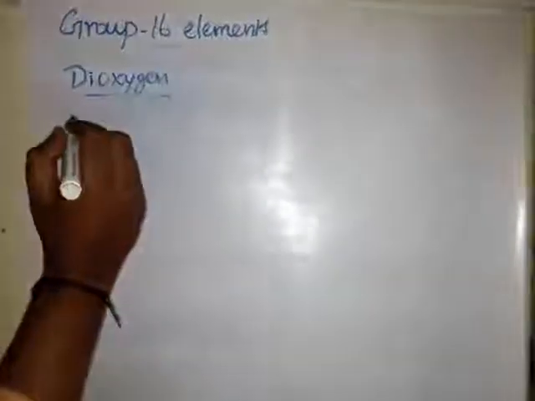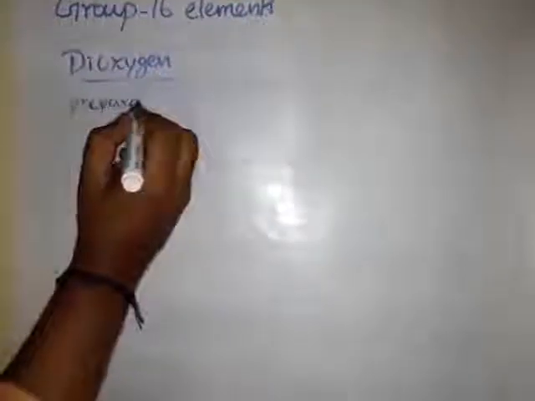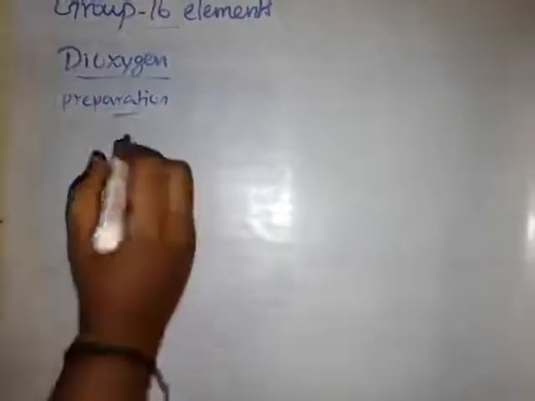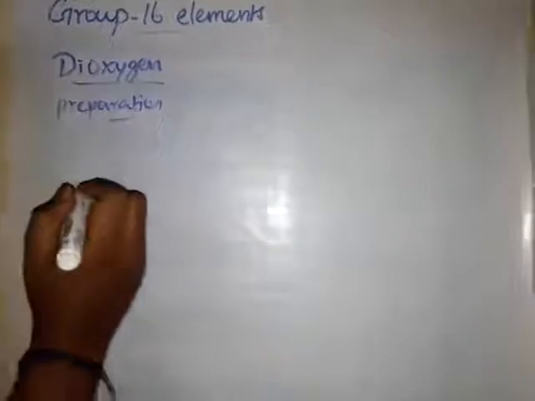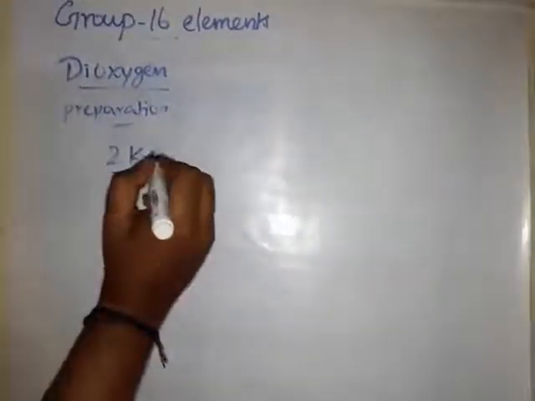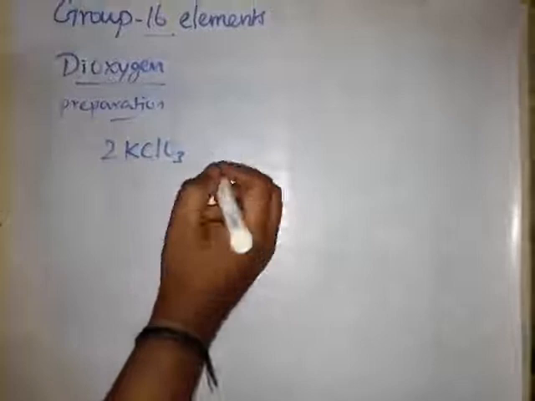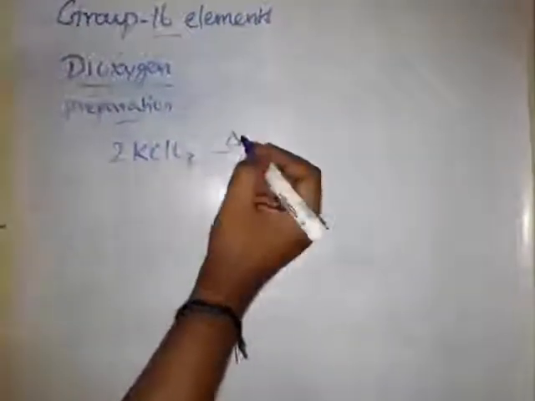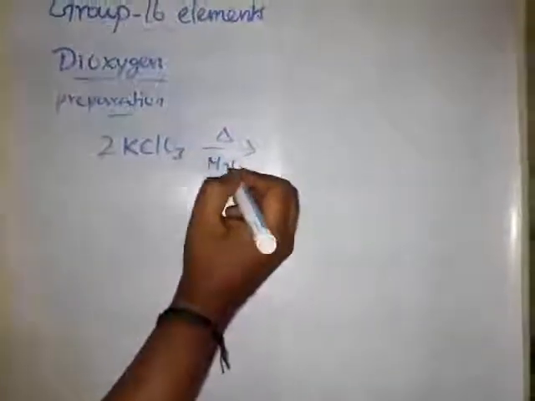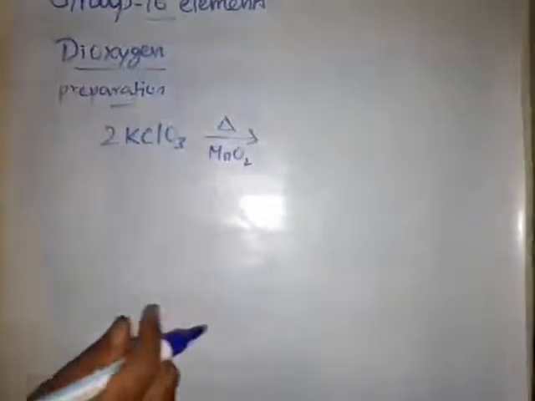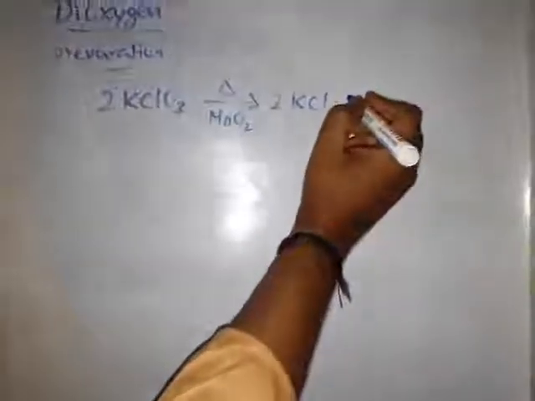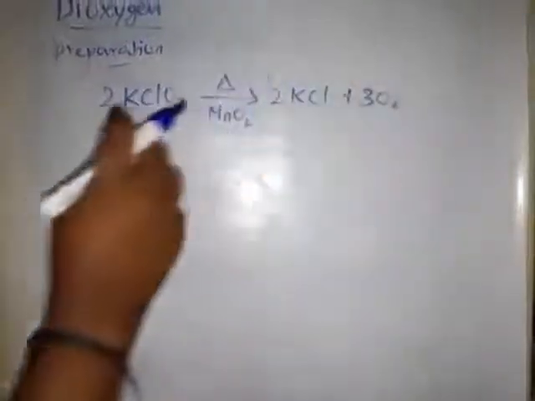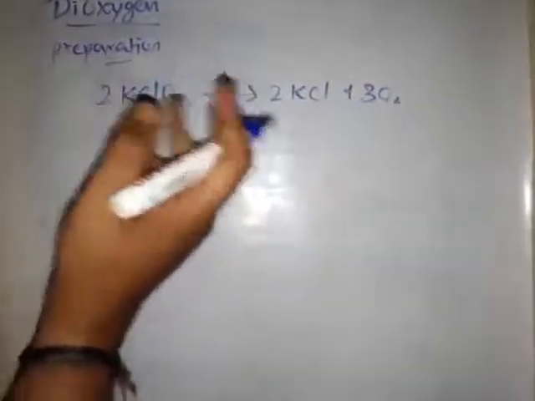Here is the preparation of dioxygen. How will you prepare dioxygen? By heating potassium chlorate. That is, 2 moles of KClO3 on heating in the presence of manganese dioxide forms potassium chloride and oxygen.